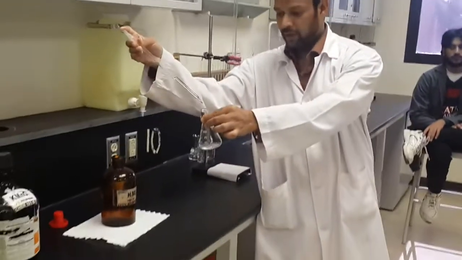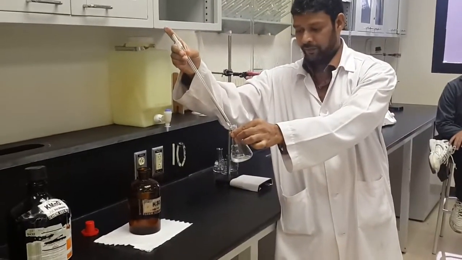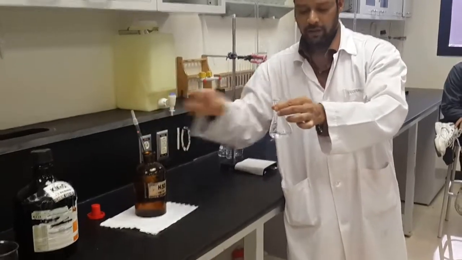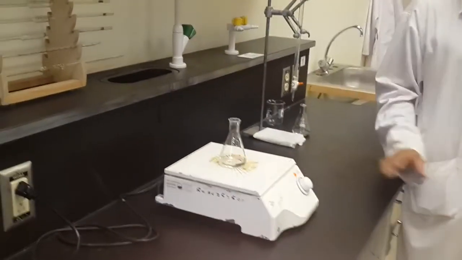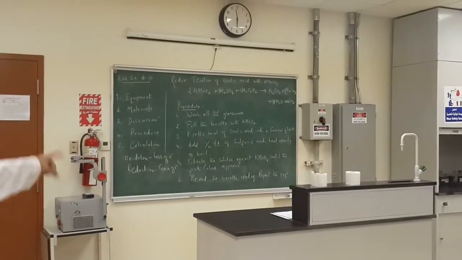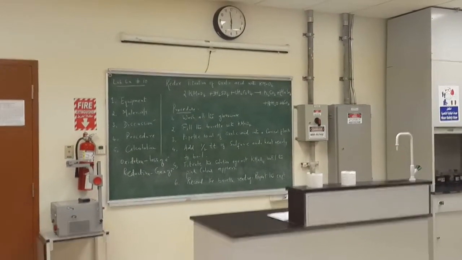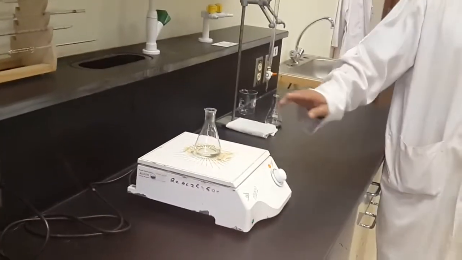Now I need to add sulfuric acid. How much? Half a test tube, that means around half of the tube. This is the sulfuric acid I am adding. After adding sulfuric acid, go to the hot plate. This is the hot plate. You need to heat this nearly to boil. See the procedure on the board: add half a test tube of sulfuric acid and heat nearly to boil. So you have to wait till it boils.